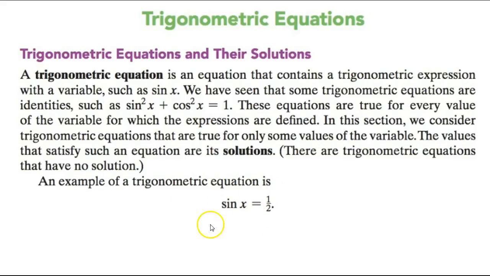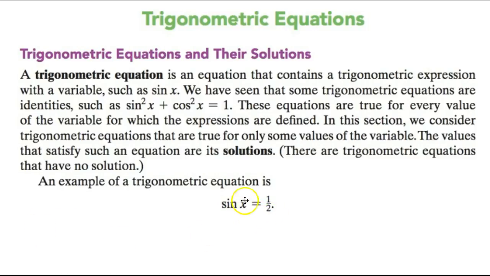Like, for example, the sine of x equals a half. The sine of an input is not always a half. It can be any number between -1 and +1. So this isn't always true, but we do know that it is true sometimes because, for example, the sine of pi over 6 is a half. So pi over 6 is a solution to this. Anything that you can plug in for the variable and make a true statement is a solution.